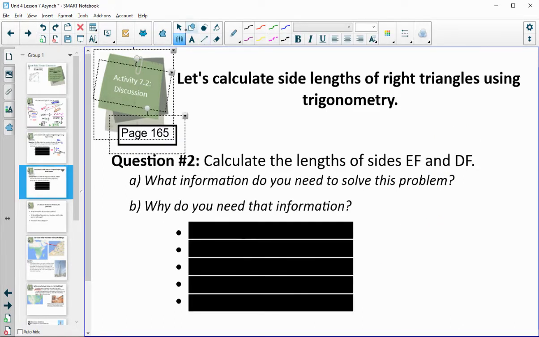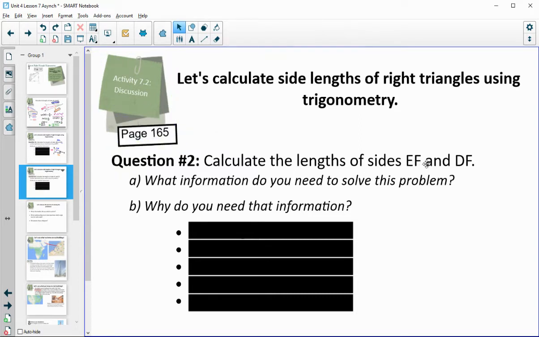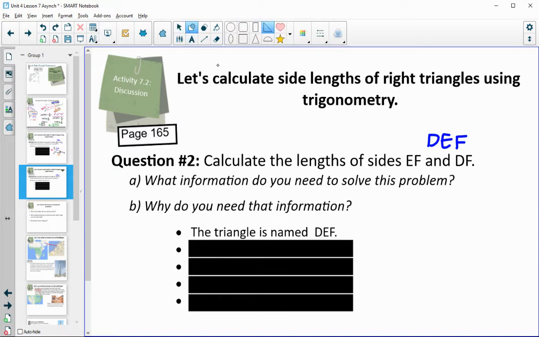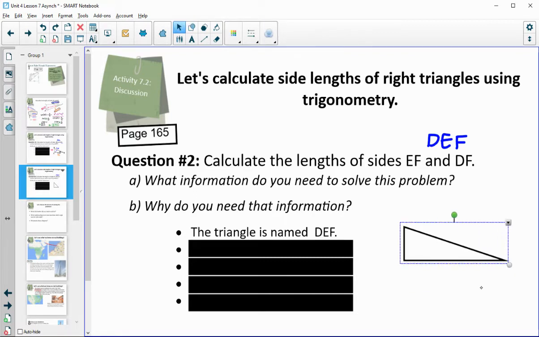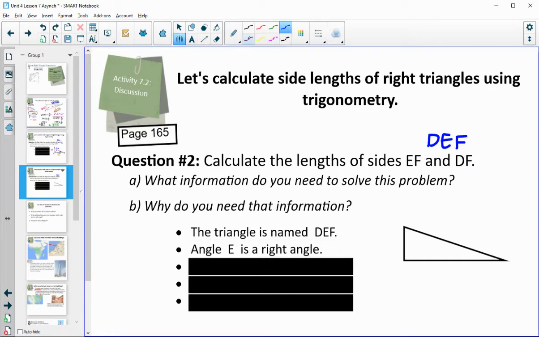So let's take a look at another one. Again, in this one, they're already kind of telling us the letters of the triangle. We see that we've got an E, an F, and a D, so the triangle uses those 3 letters. We wouldn't have to necessarily ask for the name of the triangle. We already know that. We're using right triangles, so we know that we have a right triangle. When we go to draw it, we can draw one with a right angle. We do need to know which letter goes with the right angle. Okay, so letter E is the right angle.